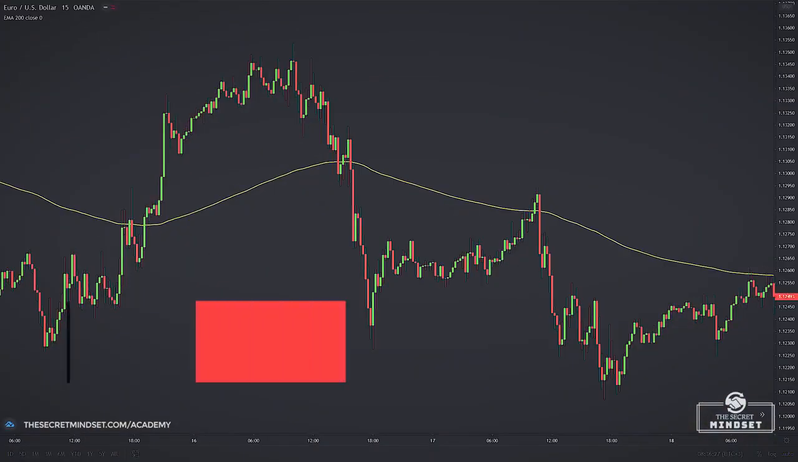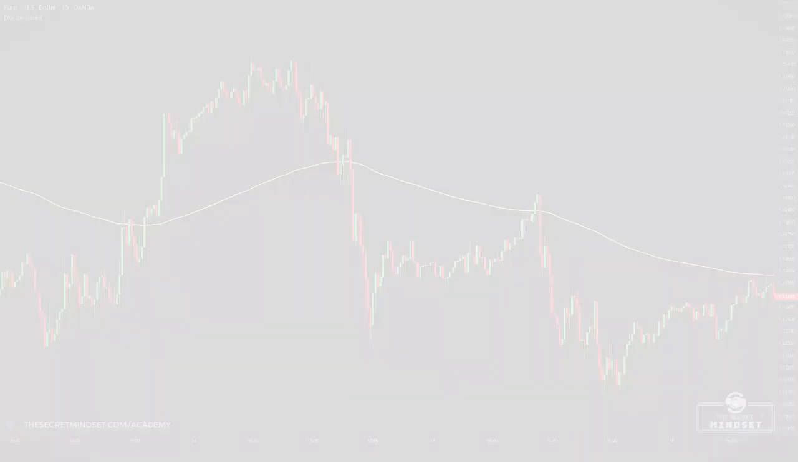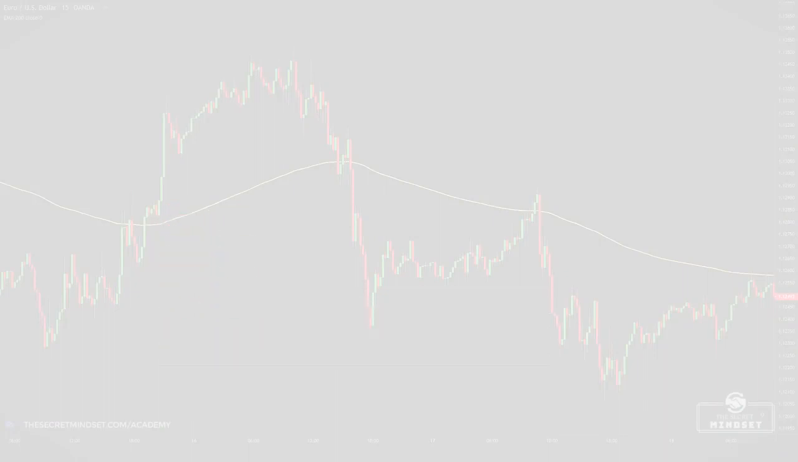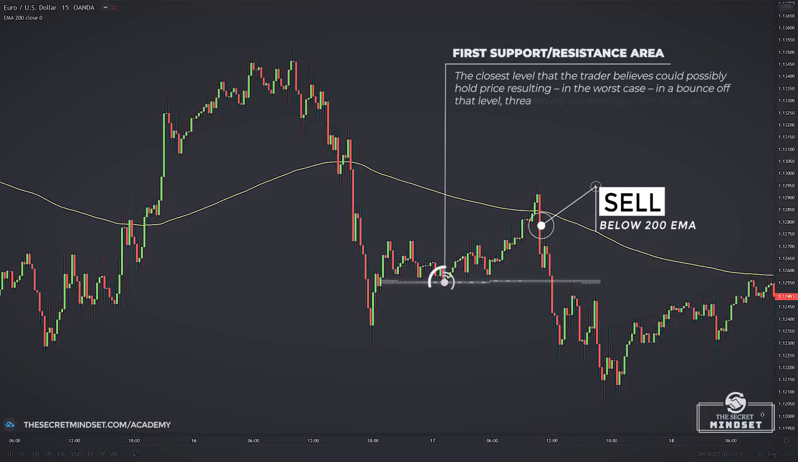So how can a trader safely assume a particular risk-to-reward ratio on a trade? There are two simple techniques. A common method that is often successfully implemented by traders is using the first support or resistance area approach. As the name itself suggests, the first support or resistance area for a trade would be the closest level that the trader believes could possibly hold price, resulting in the worst case in a bounce off that level, threatening the viability of the trade idea.